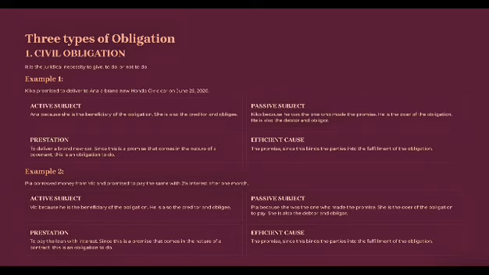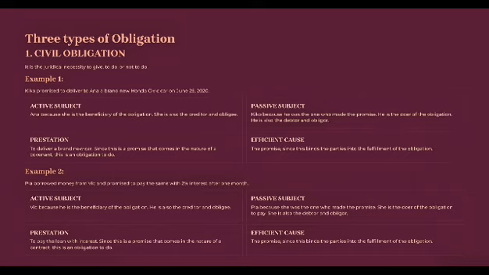Example 2. Pia borrowed money from Vic and promised to pay the same with 2% interest after 1 month. Active subject equals Vic, because he is the beneficiary of the obligation. He is also the creditor and obligee. Passive subject equals Pia, because she was the one who made the promise. She is the doer of the obligation to pay. She is also the debtor and obligor.